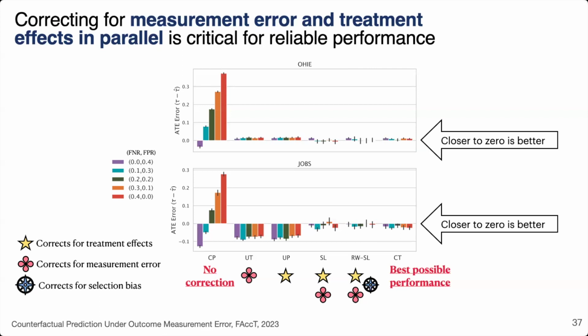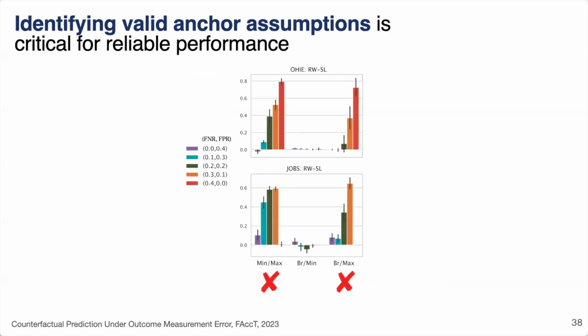However, this evaluation makes an important assumption: we're assuming that with our correction approaches we know the measurement error relationship exactly. And oftentimes, this is not the case. What we can see here is that specifying valid anchor assumptions is really critical if we want to get reliable performance. On the left and the right, these are settings where we're using the max anchor, so we're assuming that there's an example in the data set that has risk that's exactly 1.